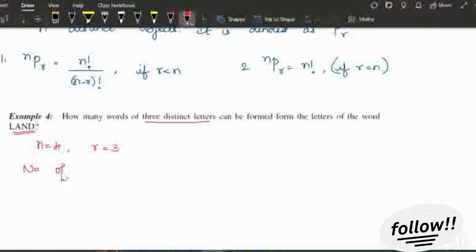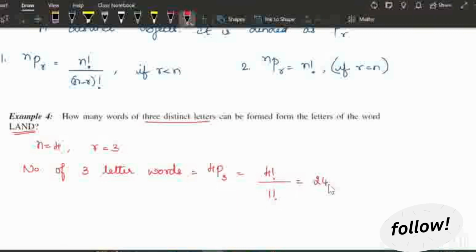So what is the answer here? Number of three-letter words is equal to nPr, which is 4P3. And for 4P3, we will write 4 factorial divided by 4 minus 3, which is 1 factorial, which is equal to 24.